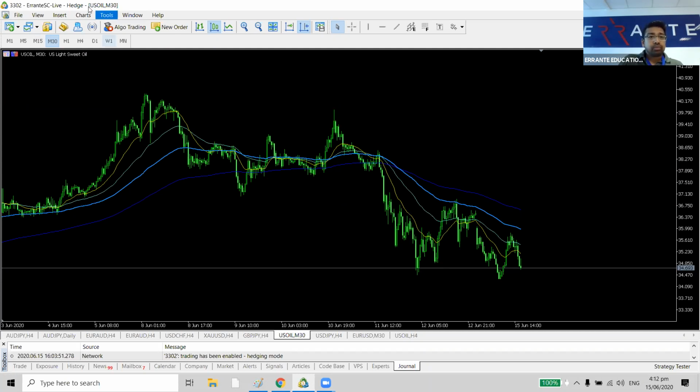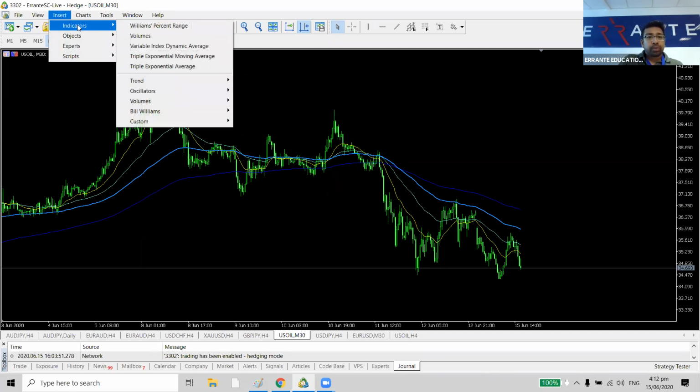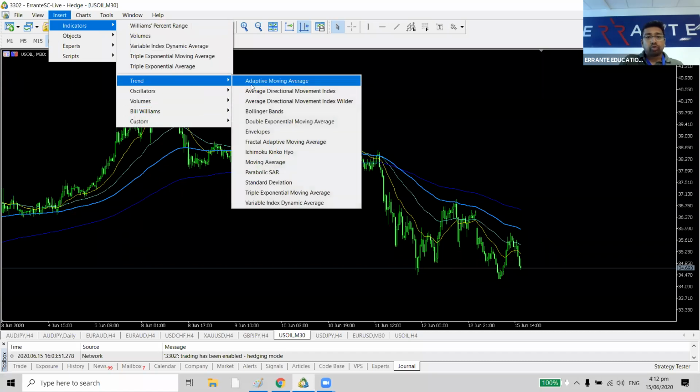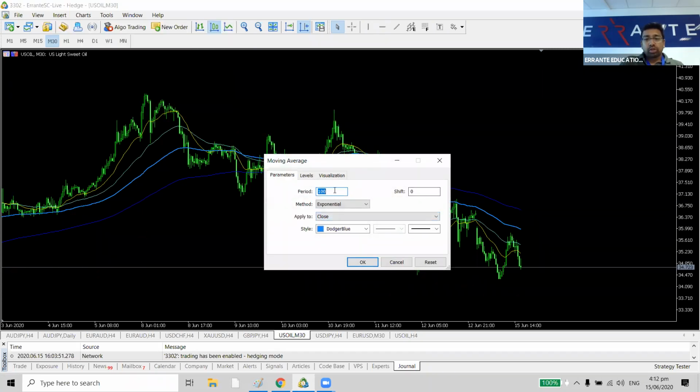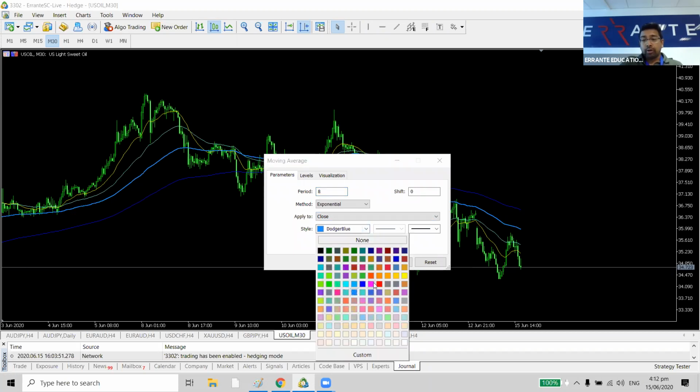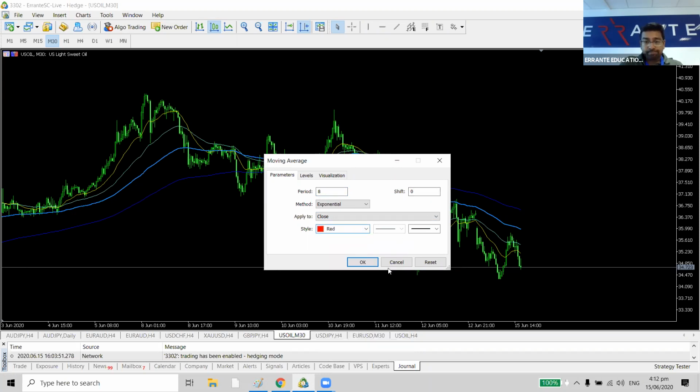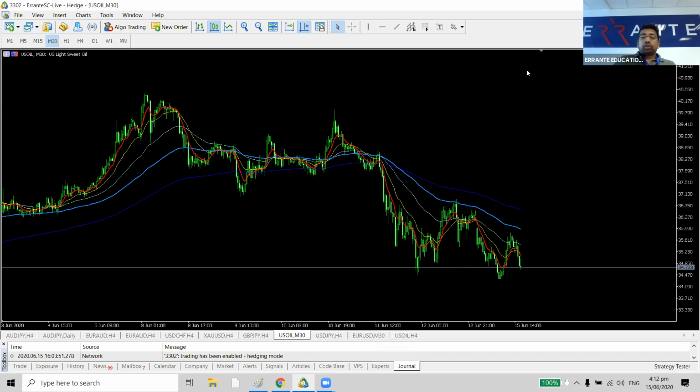Okay, I want to also insert another line. I usually insert the 8 and the 20 exponential moving average as well, just as an extra line with extra strategies, which I will share with you at a later stage. Okay, so here, for example, it is showing me that the current candles are under all the three lines.